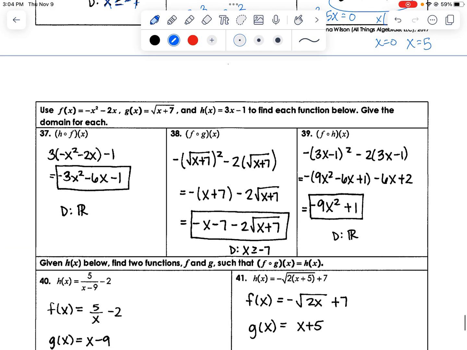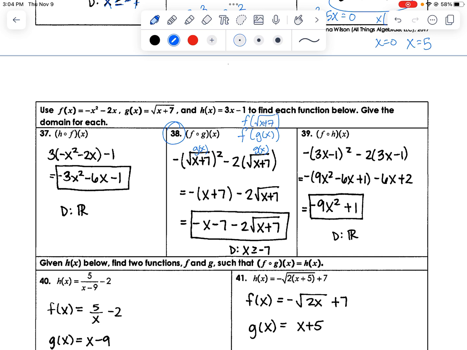Okay, in composition of functions, I'm only going to do one of these. I'll do number 38 as an example. I'm taking f of g of x. That means everywhere I see x in the f function, I'm going to plug in g of x. So originally f is negative x squared minus 2x. It's going to be negative g of x squared minus 2 times g of x. Everywhere I see g of x, I plug in the square root of x plus 7.